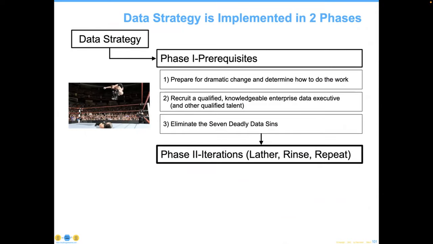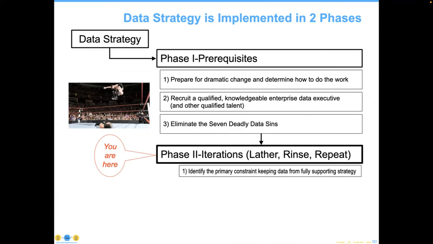So again, we are right here now. We've gone through phase one. We've prepared for dramatic change. We've recruited a qualified, knowledgeable team to do this or identified it from within the organization. And we're starting to eliminate the various data sins that we have out there. Now we're ready to start practicing. And there turns out to be a five-step process that hopefully will strike you all as not anything terribly original, because I don't believe in reinventing the wheel on this. But let's just look at the iteration here.